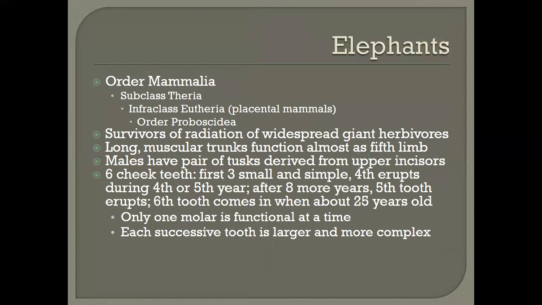This brings us to our therian groupings, and we're starting with the elephants, the order Proboscidea. We believe these are the remnants of a widespread radiation of giant herbivores. They have long muscular trunks, which they use as a fifth limb. Males have pairs of tusks. They have 6 cheek teeth, and only 1 molar tends to be functional at a time. And as they get these teeth, they actually increase in size and become more complex.